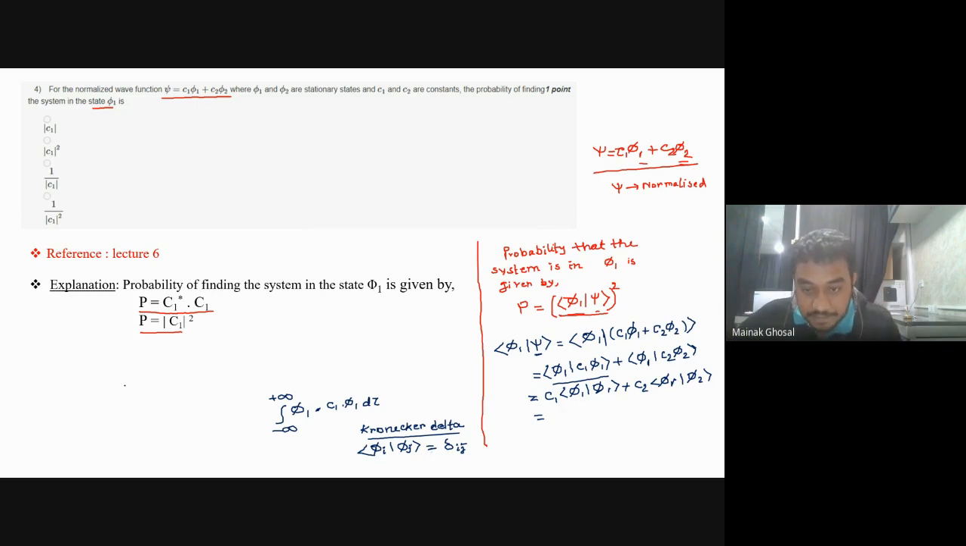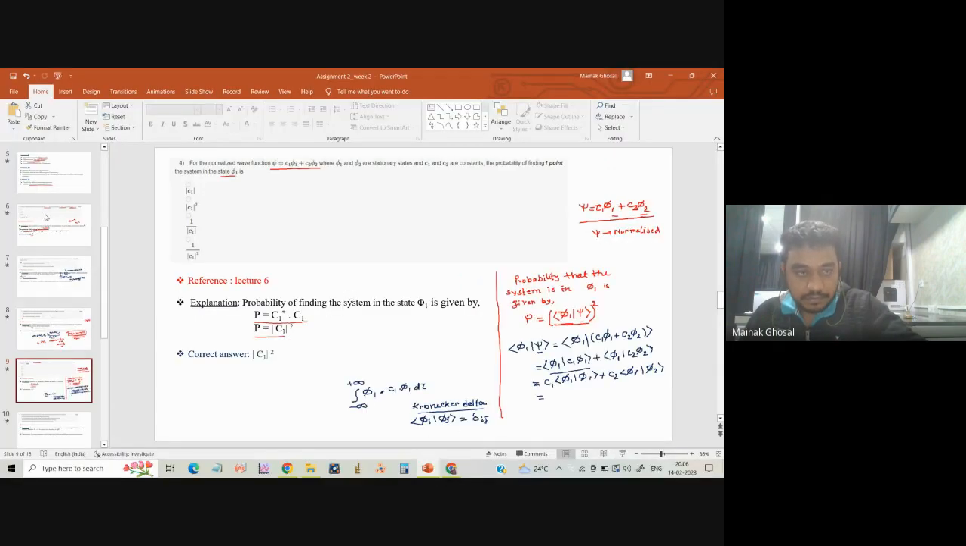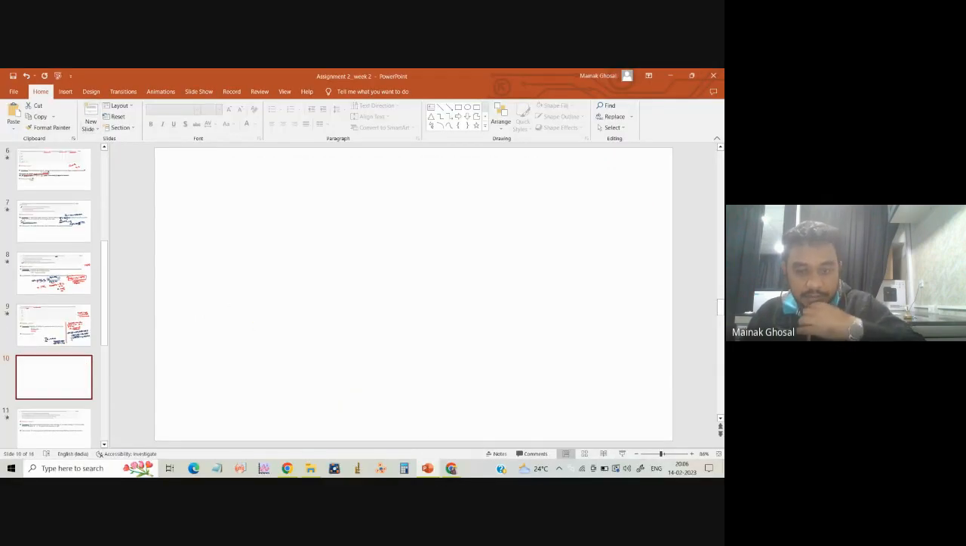Okay, what is the property of this Kronecker delta? I think I should take a new slide to explain this little thing, which will be beneficial for many of you. Yes, so I can take a new slide. So what I was explaining about that Kronecker delta.